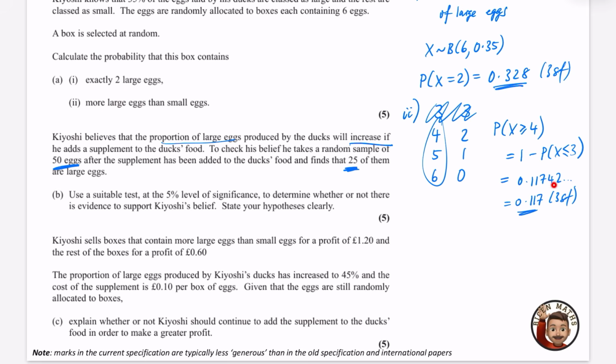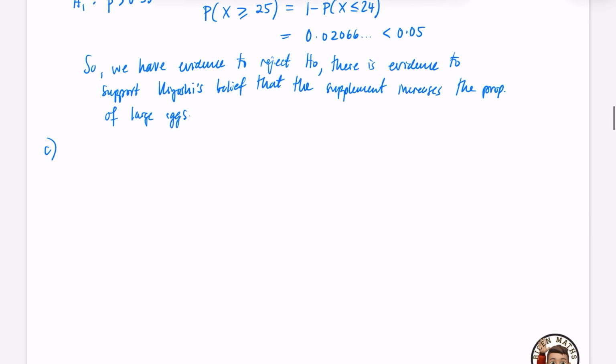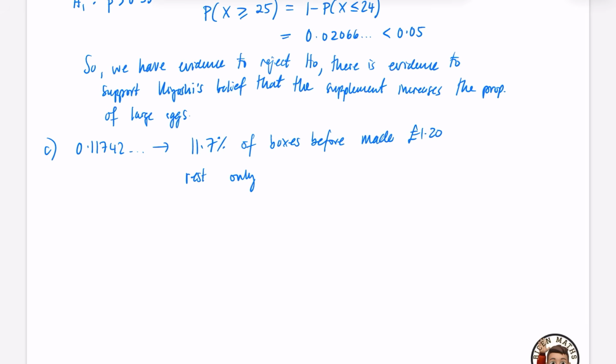Is this 0.11742? So I'm going to write this down. I'm going to say that the 0.11742, in other words, 11.7% of boxes before made £1.20 profit. And then the rest only made 60p profit.